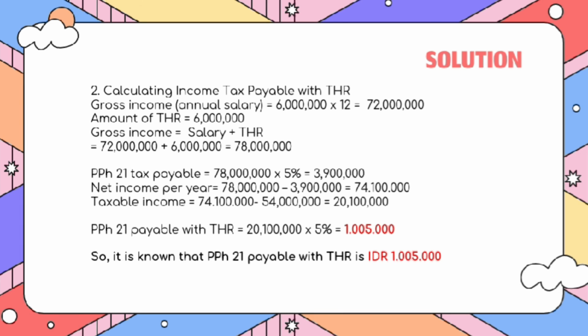And the net income per year, we got 78 million minus 3,900,000 and the total is 74,100,000. And the taxable income, 74,100,000 deducted with 54 million and the total is 20,100,000. So the PPh 21 payable with THR is 20,100,000 multiplied with 5%. So the total is 1,005,000. So it's known that PPh 21 payable with THR is 1,005,000.